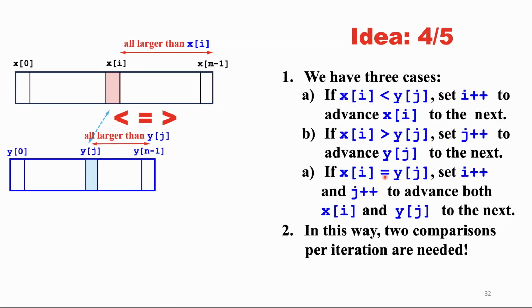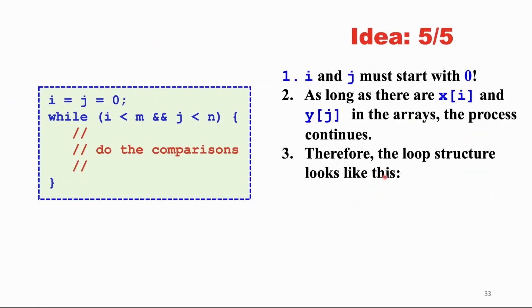So let's determine how to start these iterations. Of course, i and j must start with 0, because every iteration we compare xi and yj. Therefore, we must have xi there, and we must have a j there. So the loop will be i less than m and j less than n, and then we do the comparisons. This is what we come up with.